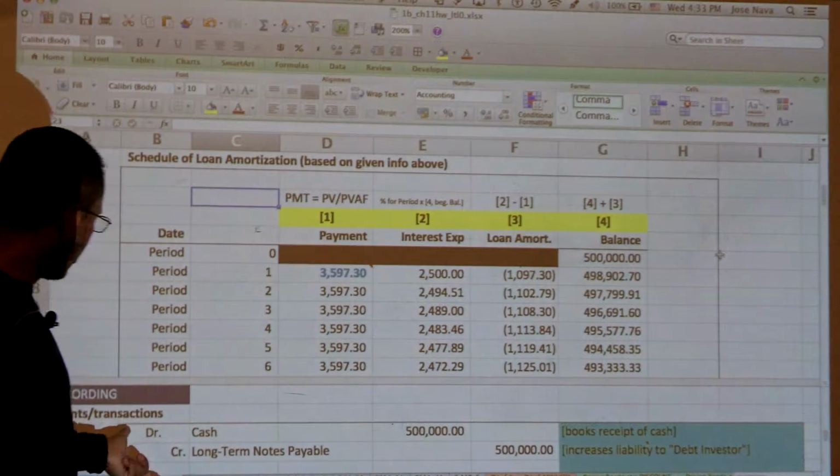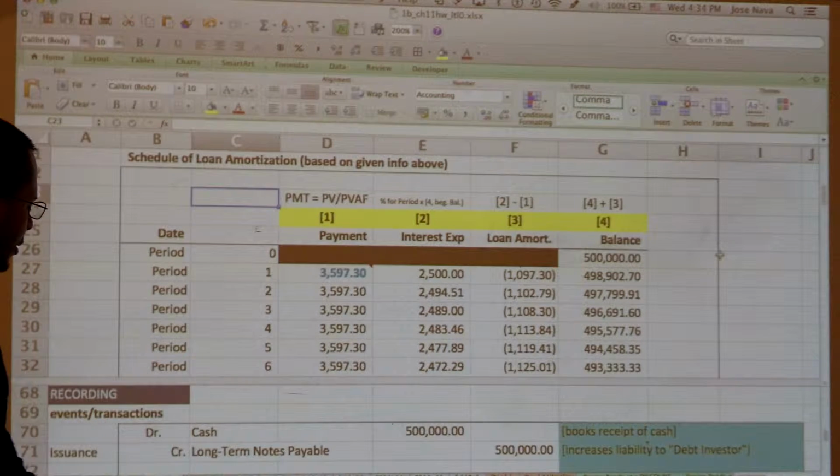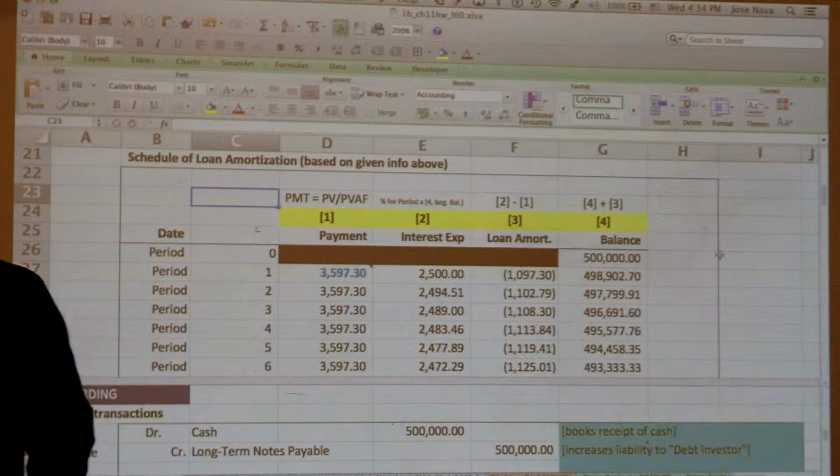The actual journal entry that we book at issuance would be simply a debit to the cash account for the amount of the loan, or $500,000.